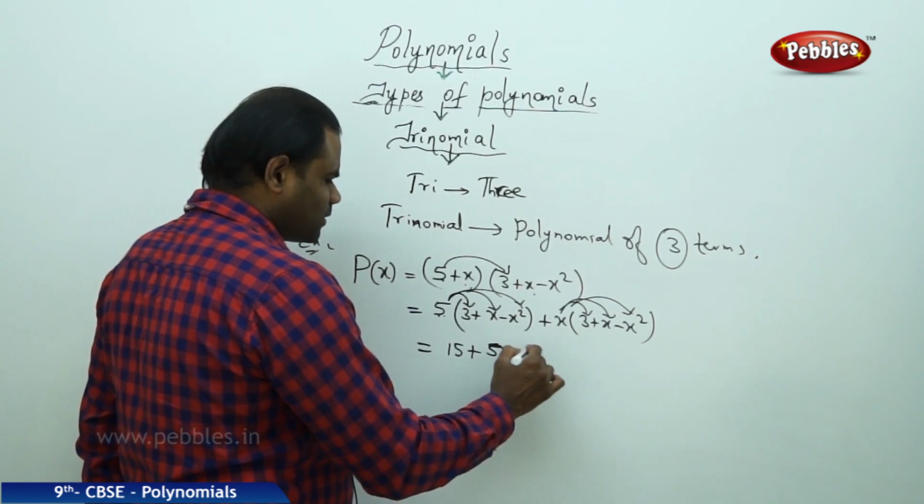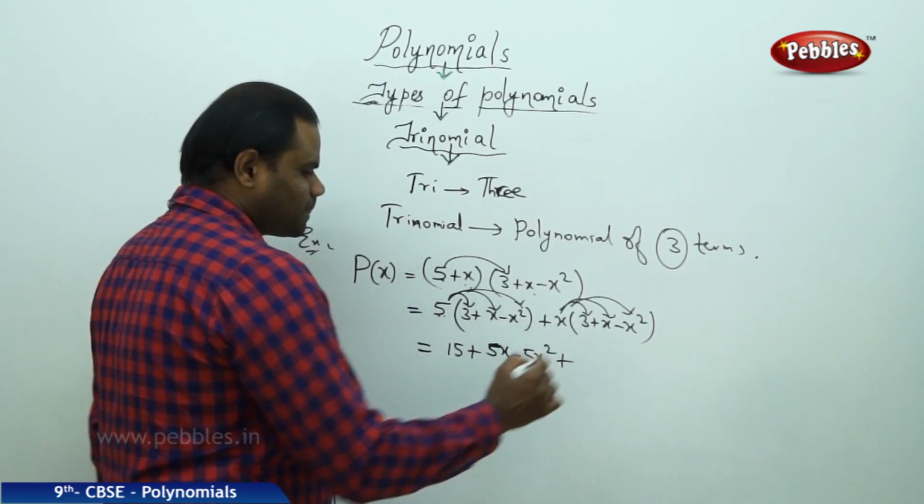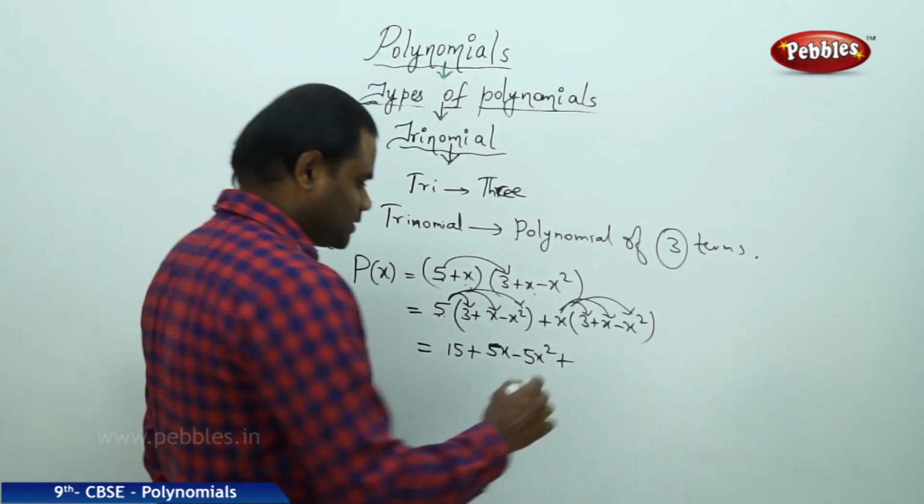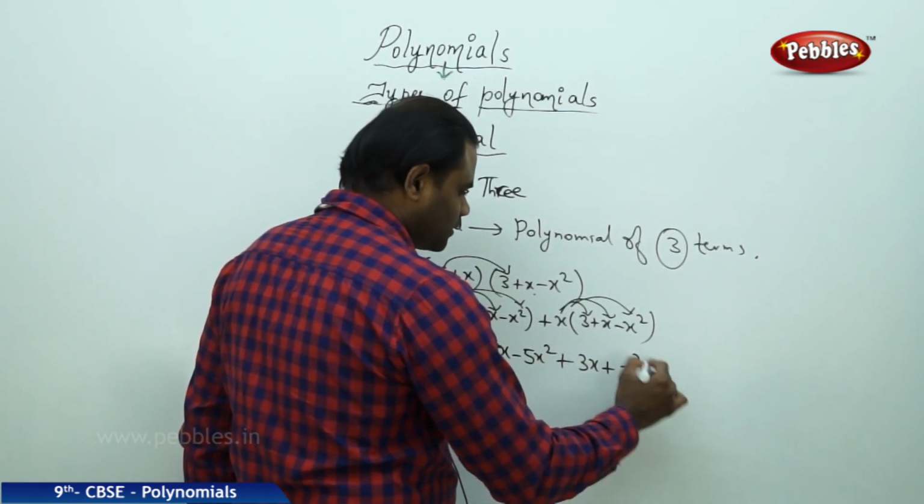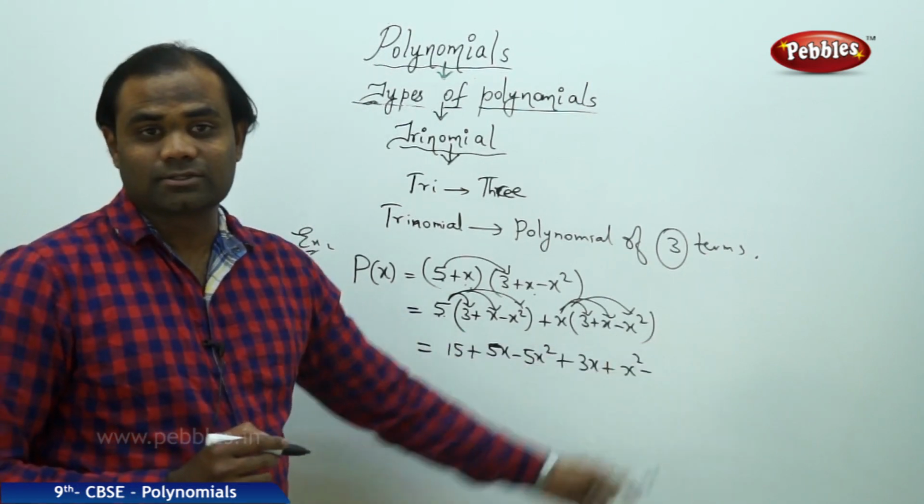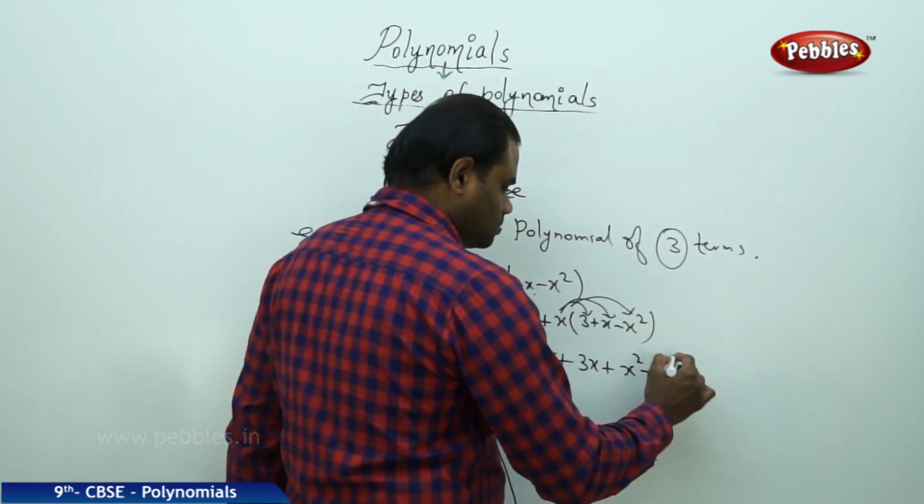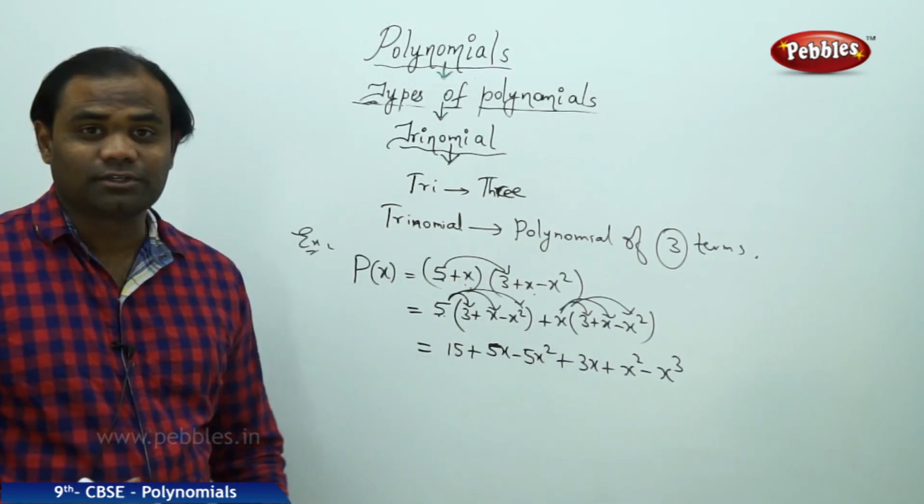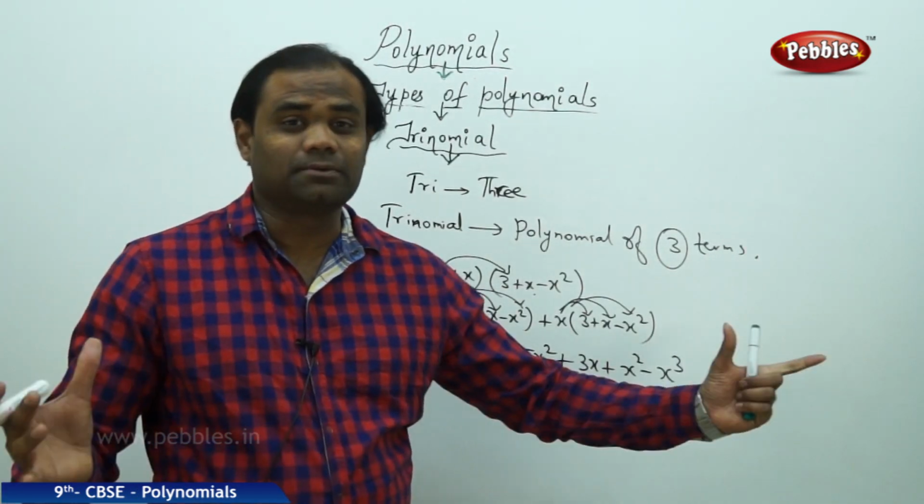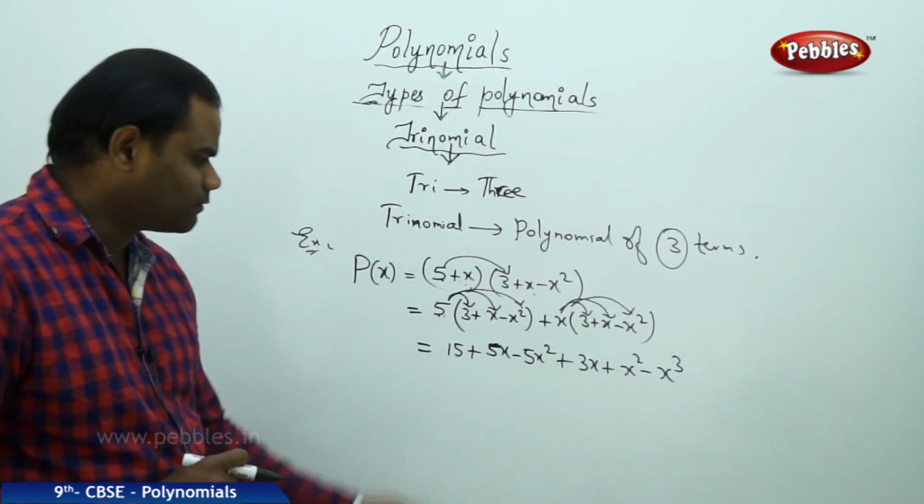and then 5 times of x square, which is 5x square, then x times of 3, which is 3x, and x times of x, which is x square, and x times of x square, which is x cube, is how we understand the multiplication of each of the terms when expanded through the brackets. Let's try to further simplify this.